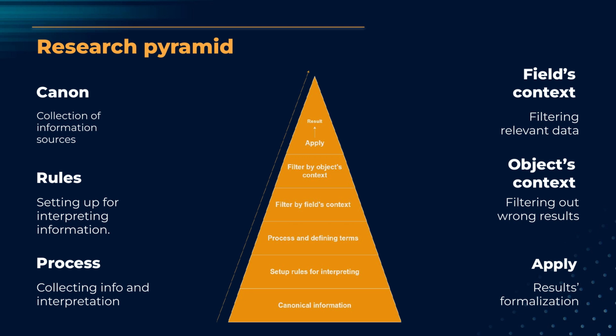Setting up rules for interpreting information. This is where we get formal and lay out the field, object, and subject of our research. We also identify which sources are trustworthy and less trustworthy, and we set clear goals and tasks that will guide us in studying the object through the subject, defining terms, and doing the actual research.